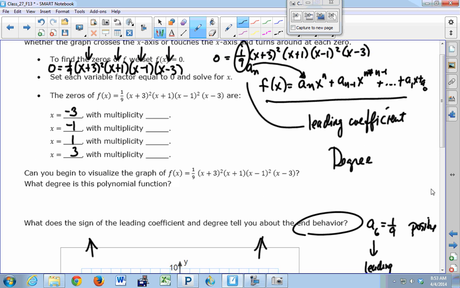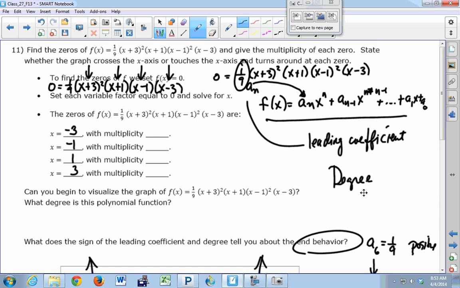Now, I need to know what happens at those x-intercepts. Does my graph come down and touch it and go back up? Or does it go through? Does it flatten out and go through? What does it do? That's what your multiplicity tells you. So let's look at the multiplicity of each of these zeros. For x equals -3 we want to look at that exponent. That looks like a parabola, so that has multiplicity 2.